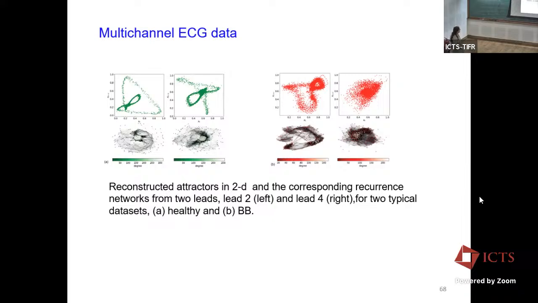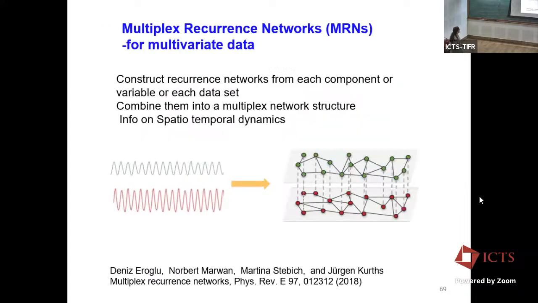For each data set, we construct a network, and then we look at some measures within them so that we can compare them. This is the recurrence network from one data set, and this is from the other. Then we say this is a multiplex recurrence network because we are connecting every ith node here to the ith node here. So the in-between connections are all i to i. Then you call it a multiplex.